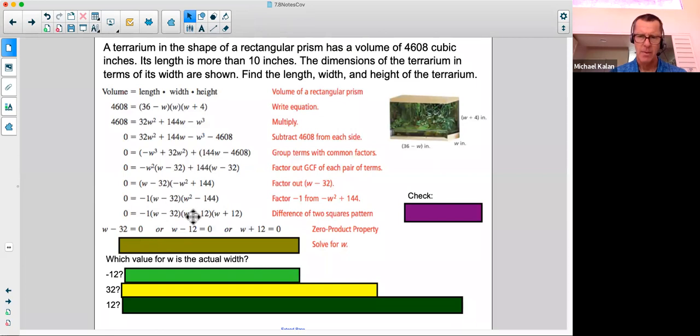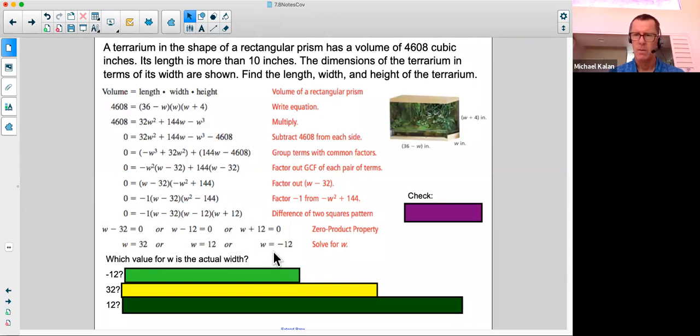So I've done that with the terms that have the variables in it. Notice I could set 0 equal to -1, but does that make any sense? Is that true? No. So you could either write that or not. Okay, and then we're going to solve for W. So W equals 32, W equals 12, W equals -12. Okay, well, we're only going to have one thing, which value for W is the actual width?